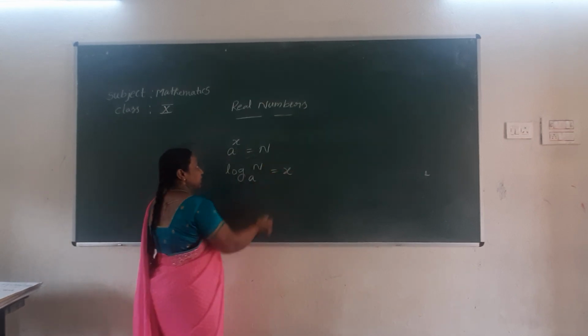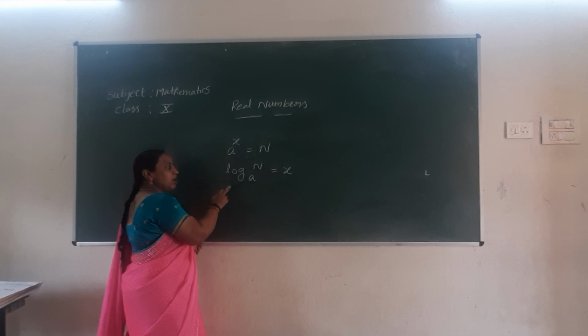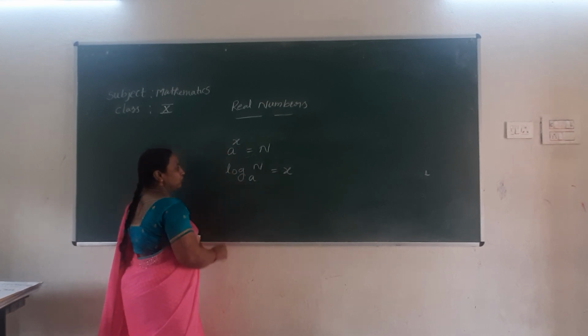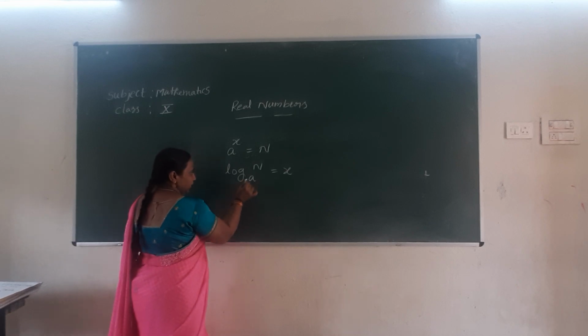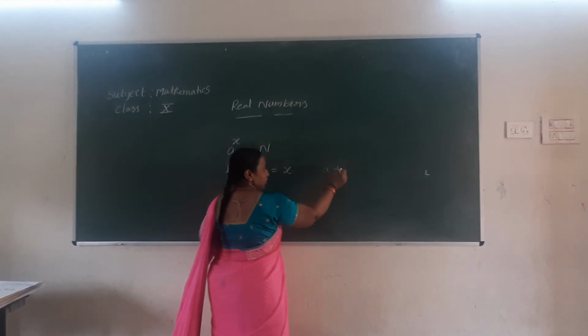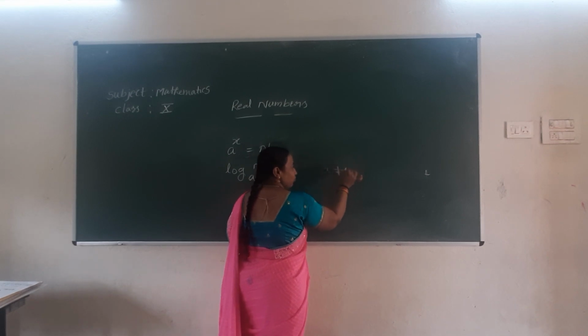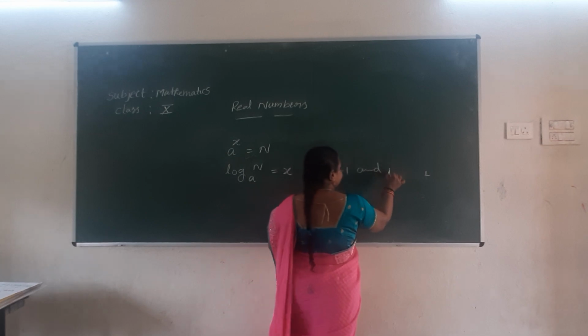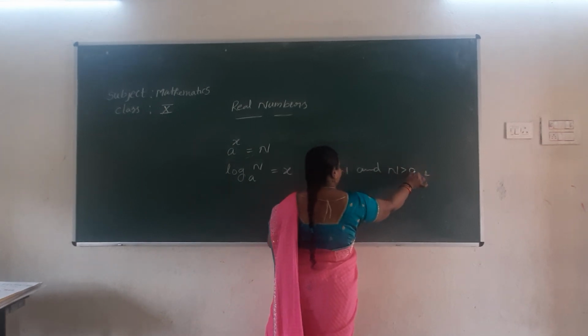Equal to x. In the exponential form and logarithmic form, the base is the same. Next, a not equal to 0, a not equal to 1 and n greater than 0.